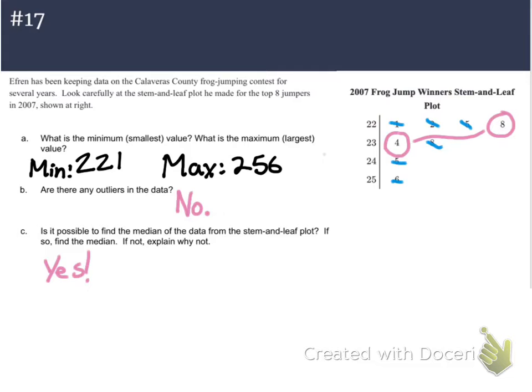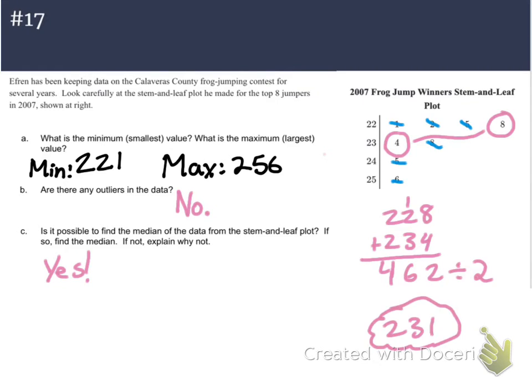And remember, when we have 2 numbers left and we're trying to find the median, you have to find the average of those 2 numbers. So the first number I'm going to write down is 228, and then I'm going to add it to, that's right, 234. Cool. I add it up, and once I have that, then I can divide by how many numbers I used. So I used 2 numbers, I'll divide by 2, and that leaves me with the median of 231.